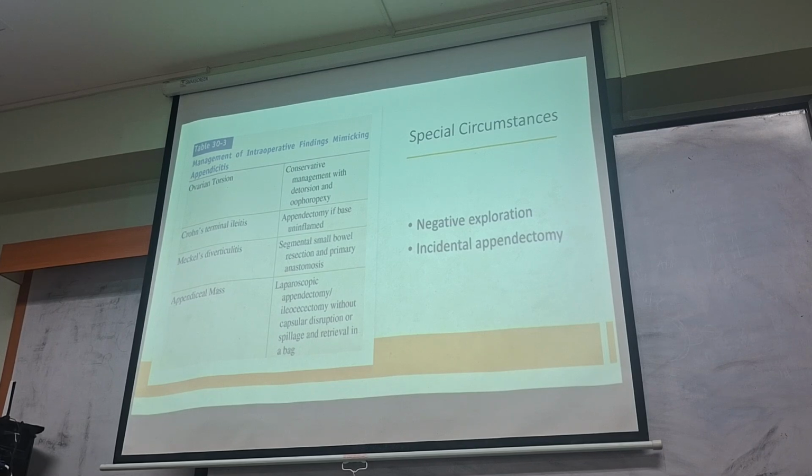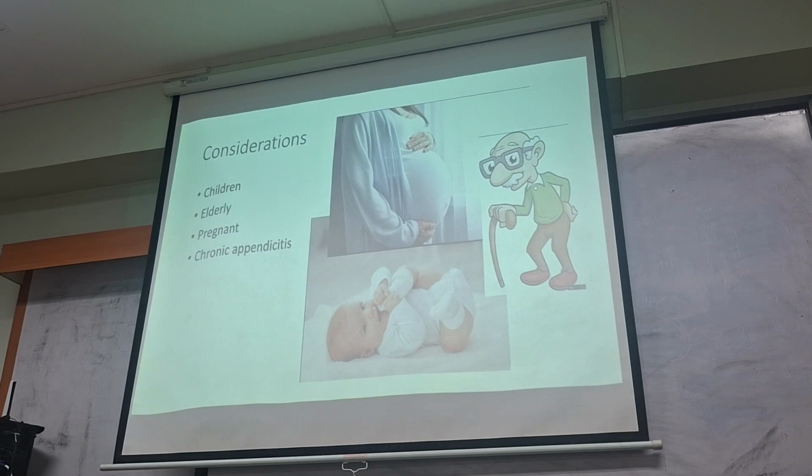There are other disease entities that can be mistaken for appendicitis because their clinical presentations could be similar, like ovarian torsion, Meckel's diverticulum, or tumors. If you have those, you have to treat them accordingly. Like if it's an ovarian torsion, you resect or do an oophorectomy. If it's a Meckel's diverticulum that's inflamed, then you need to do a diverticulectomy. If it's an appendiceal mass, you know that, no?